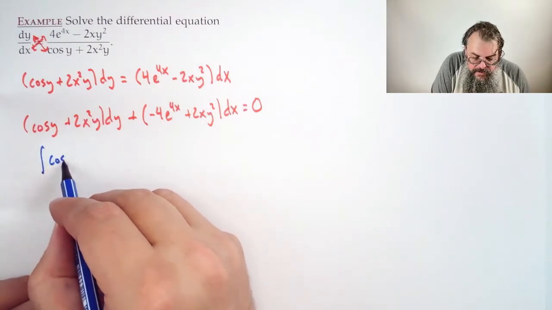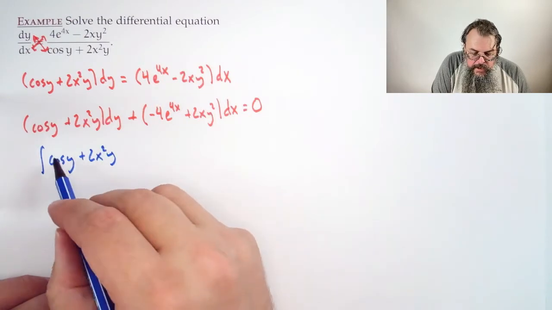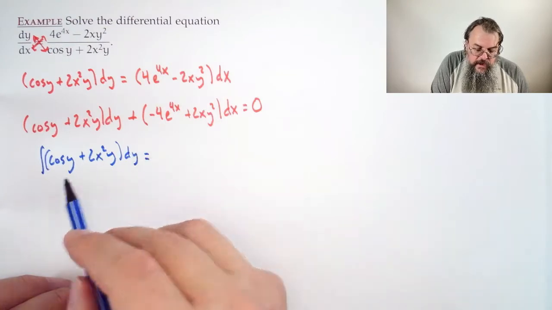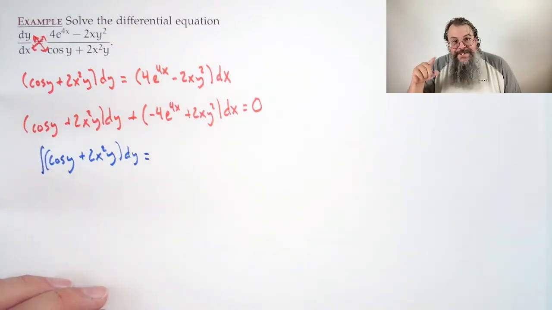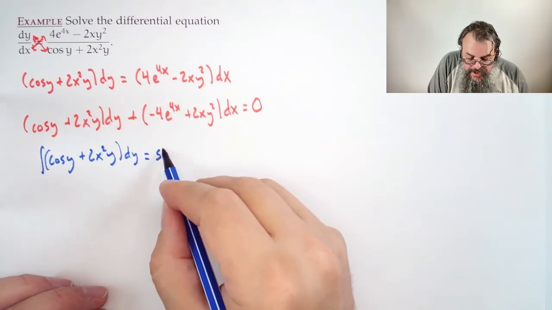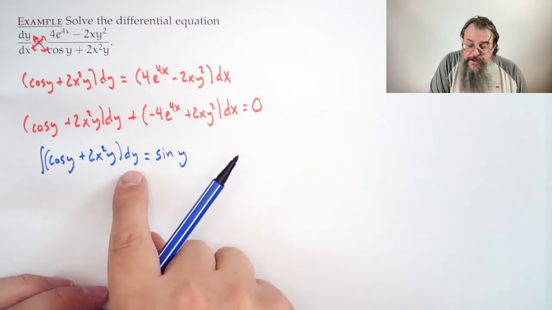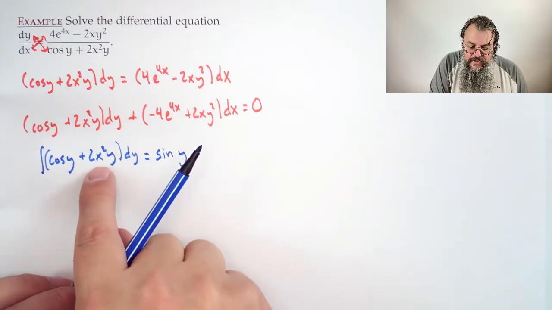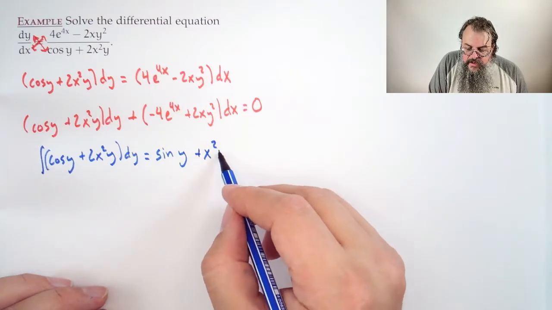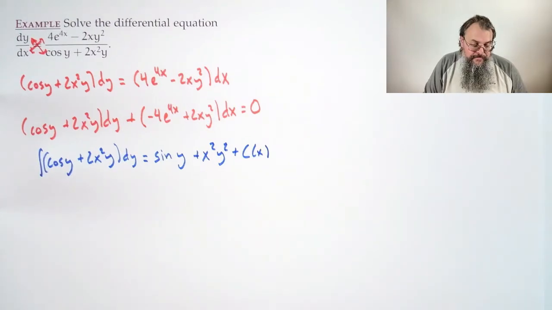But we have faith. Integrate the first term. So cosine y plus 2x squared y. We're integrating that with respect to y. So y is the variable, the integral of cosine. Ooh, the tricky one. It's positive sine. Yeah, right. Good job. You got this. Integral of 2x squared y. Now we're integrating with respect to y. So the x squared is the constant. Integral of 2y would be y squared. And then, of course, something which depends just on x.